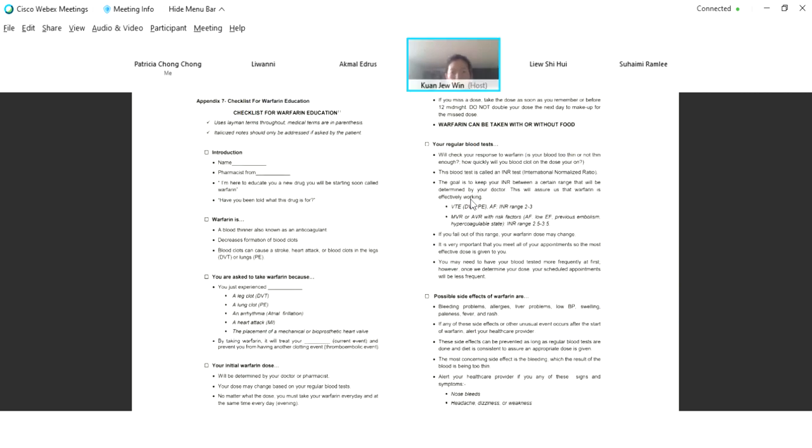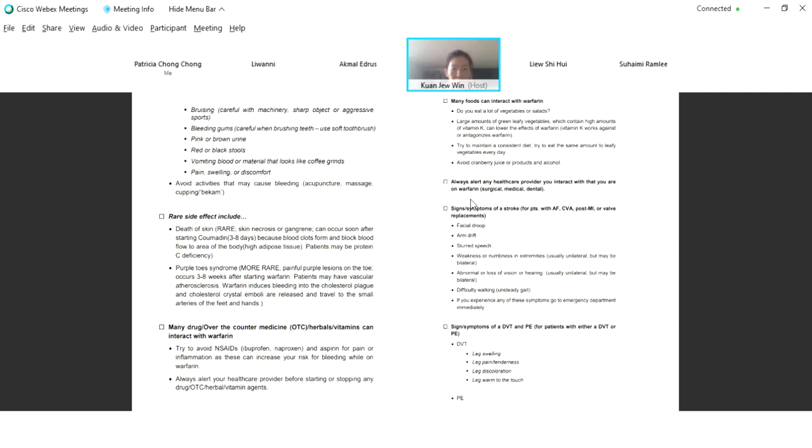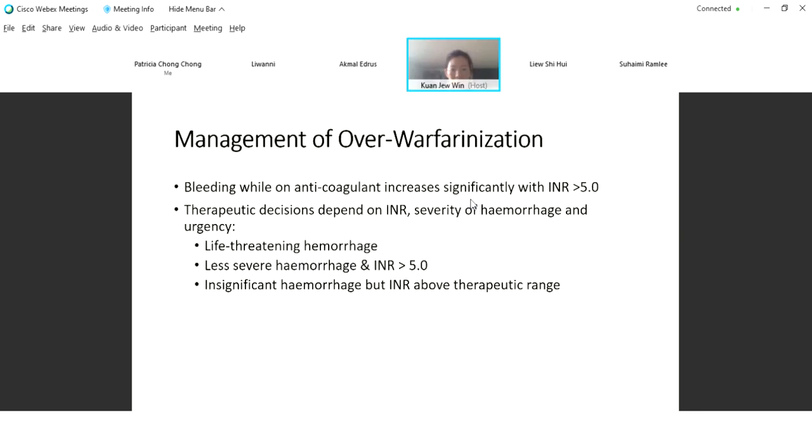Then this is the detailed explanation of warfarin education. Okay, the last part will be the management of over-warfarinization.